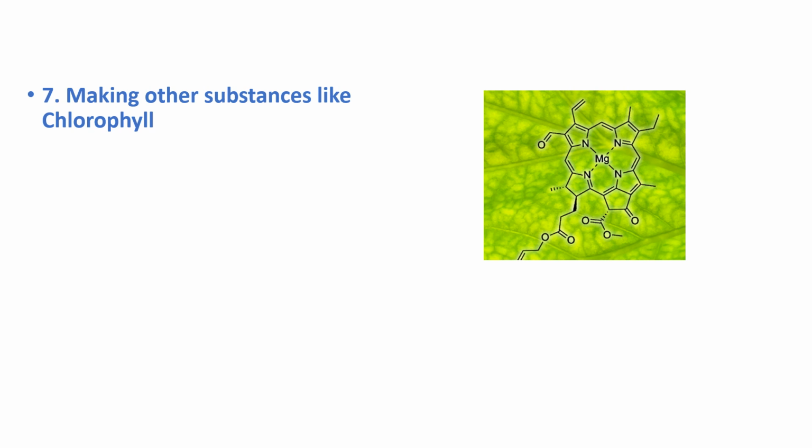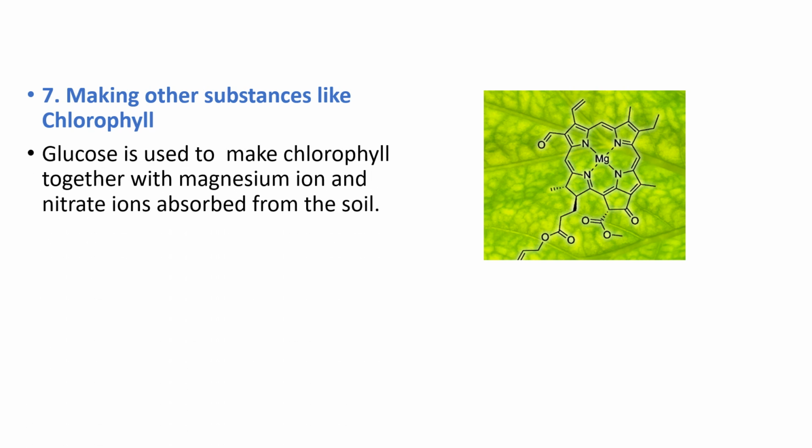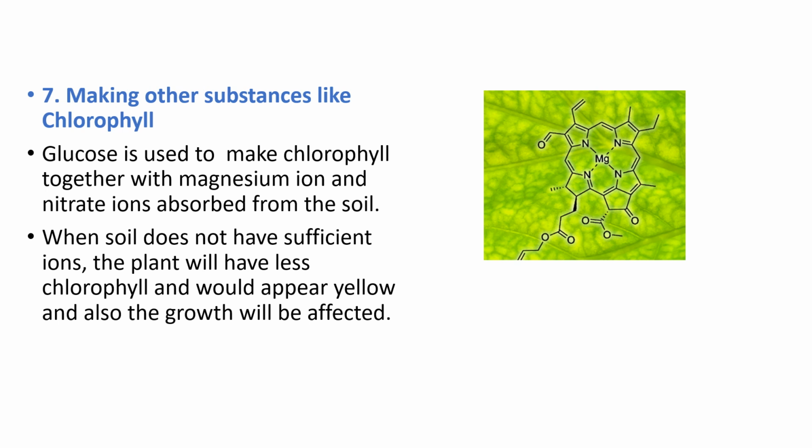Glucose is used to make many other substances, for example, chlorophyll. Glucose is used to make chlorophyll together with magnesium ions and nitrate ions absorbed from the soil. When soil does not have sufficient ions, the plant will have less chlorophyll and would appear yellow, and also the growth will be affected.